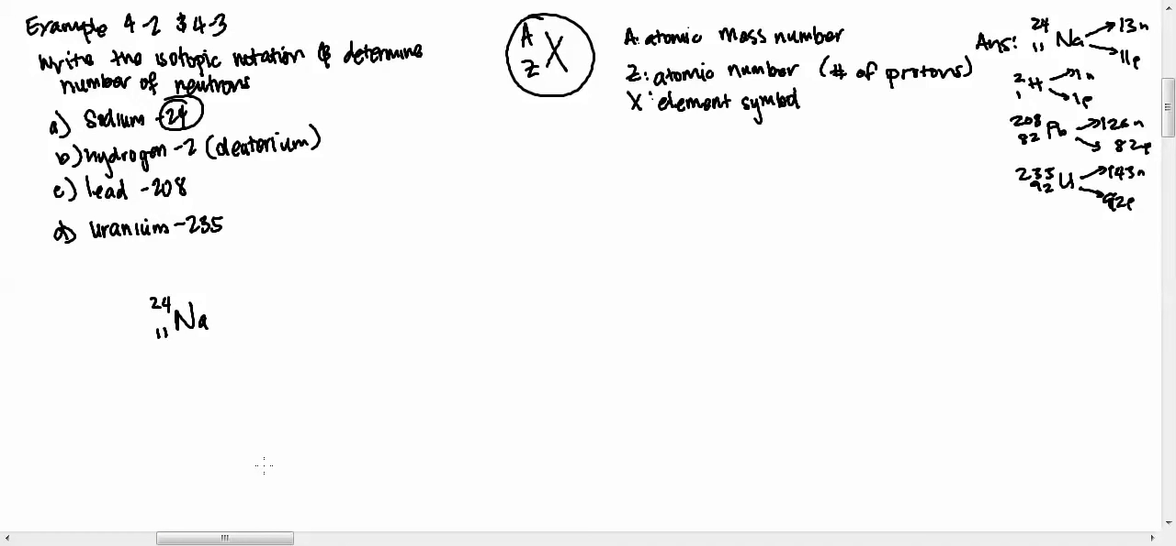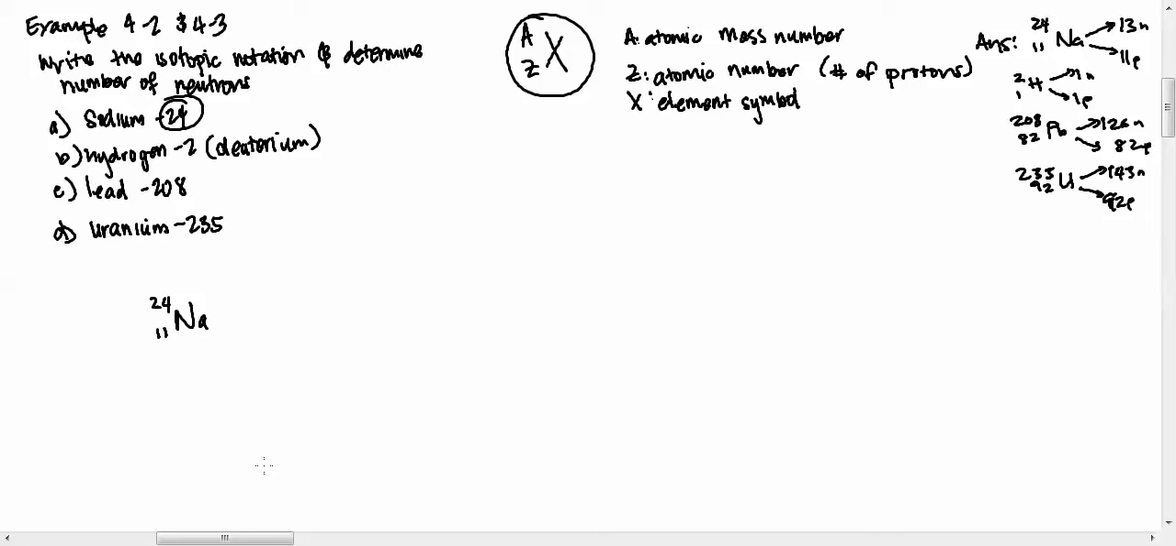Now, if this is a neutral element, then the question you might have is, how many electrons does it have? Well, if it has 11 protons, then it has 11 electrons to balance out. Those negative electrons need to balance out with the 11 positive protons. Now, the next question you would want to ask is, how many neutrons does this have?